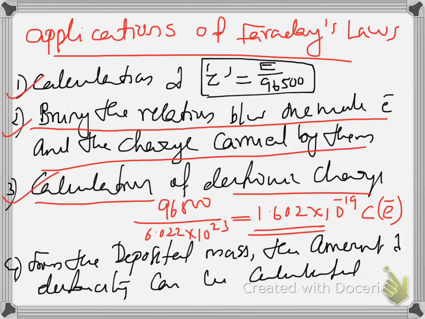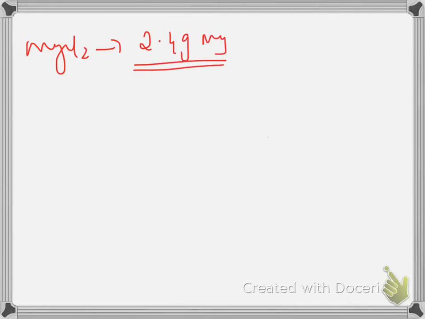Fourth one, from the deposited mass, the amount of electricity can be calculated. This is very simple. If someone is telling you that during the process of electrolysis of magnesium chloride, at cathode they got 2.4 gram magnesium, so you can simply say that they have used this quantity of electricity.